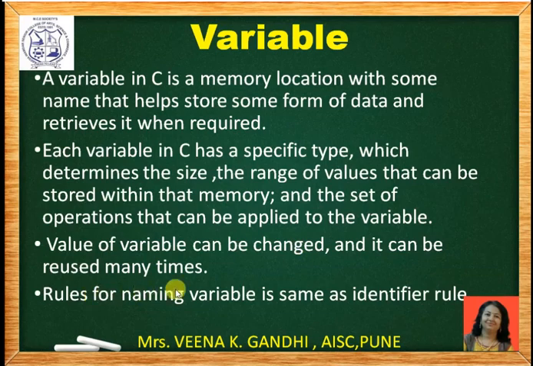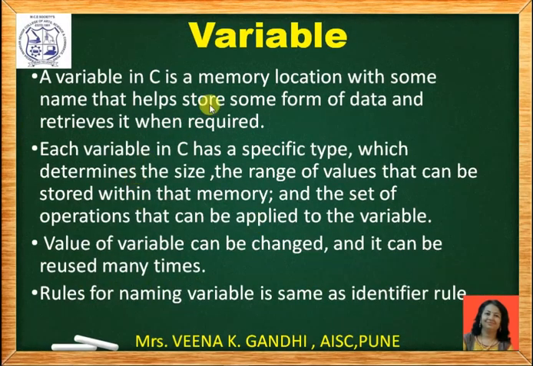The rules for naming a variable are the same as the identifier rules. In short, a variable is a name given to a memory location where we store some form of data, and we can retrieve that data by using the variable name. A variable's value can be changed during the execution of the program.